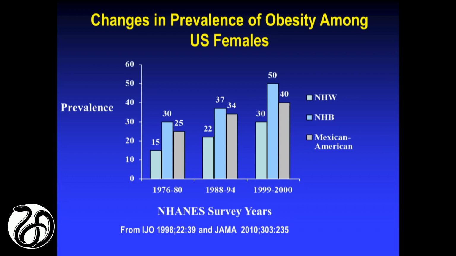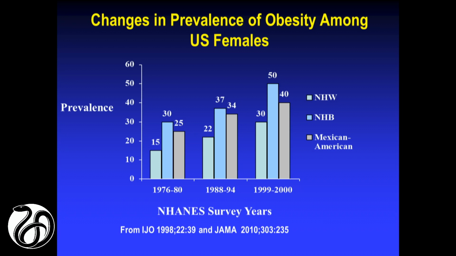Again, although there are already differences in the prevalence of obesity by 1976, 1980, the increases that occurred between NHANES 2 and the beginning of the current NHANES, which were collected in 2-year intervals, again, the prevalence has roughly doubled pretty uniformly across non-Hispanic whites or Caucasians, non-Hispanic blacks, African Americans, and Mexican Americans.